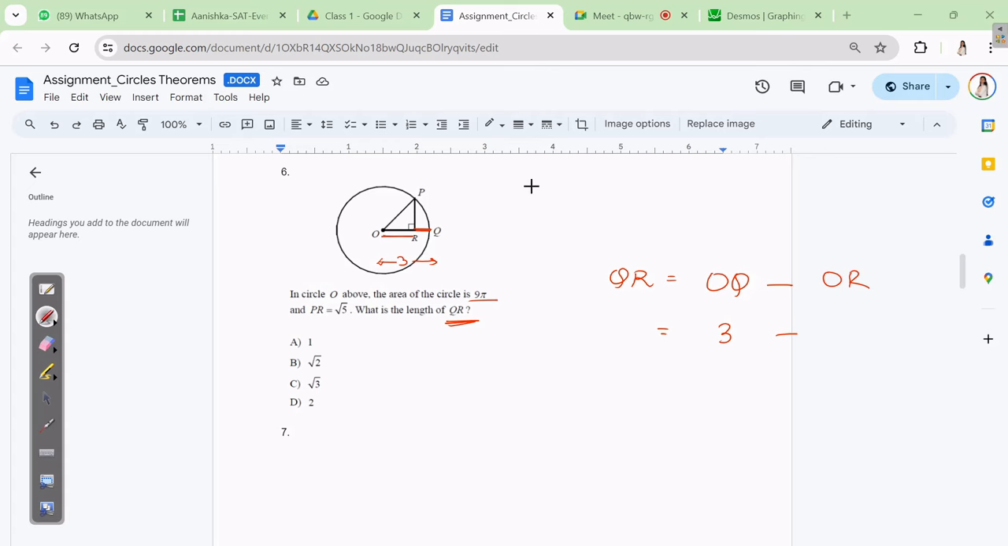Again, use the information that radii are congruent. Radii of any circle are congruent. We know PR is root 5. We have not used this information. And here you see two radii. OP is also a radius. So OP will also be 3.